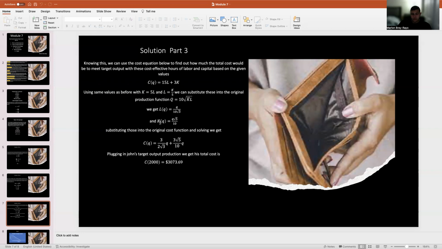L(Q) equals Q all over 10 square root of 3, and K(Q), sorry, I always get that, capital output equals square root of 3 times Q all over 10. Substitute into the original cost function and solving, we get cost equals 3 all over 2 square root of 3 times output plus 3 square root of 5 all over 10 times the output. Plug it into John's target output production. We get this total, which is cost equals $3,073.69.